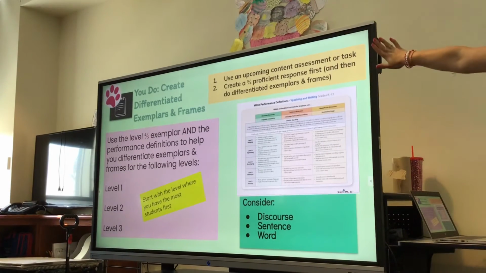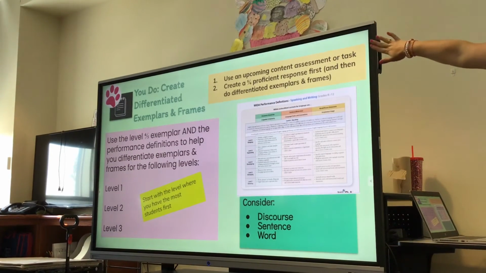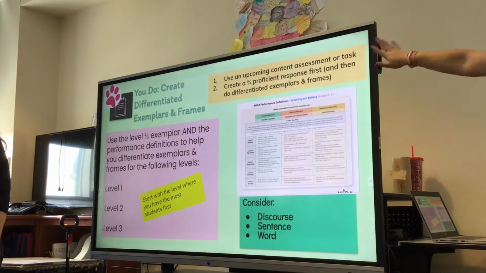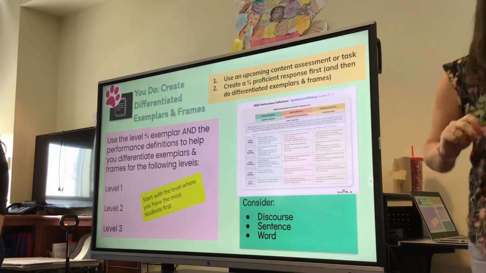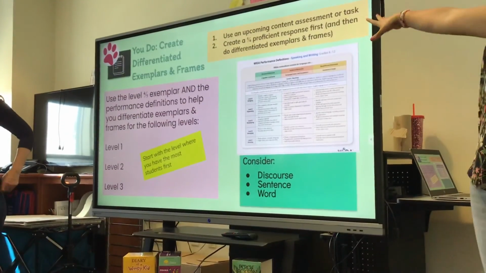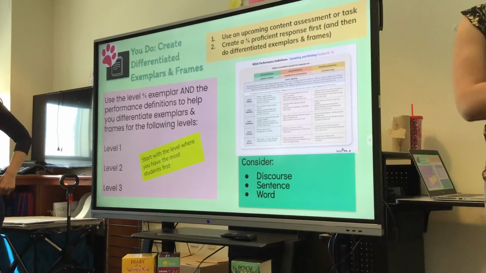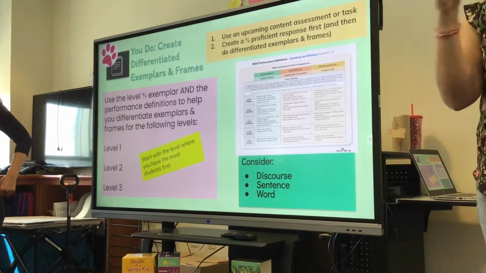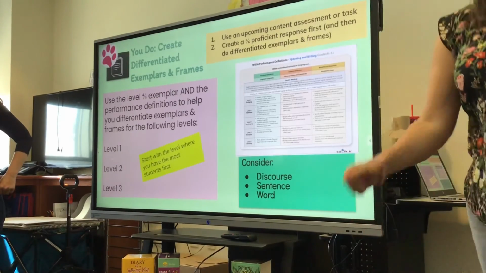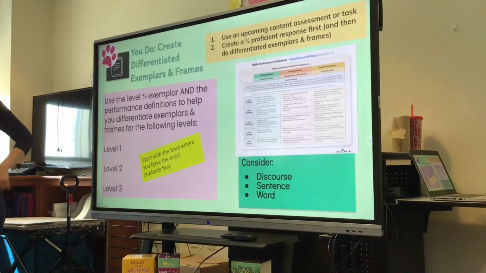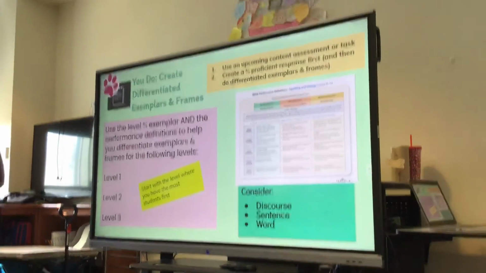So yes, here's your task. You're using an upcoming content assessment or task. Hopefully you had a second to think about that in your super busy weeks, but if you didn't, it's a great time to find a little Bridges assessment, a science assessment, something, and then create a proficient response first, and then differentiate your other exemplars with sentence frames, making sure to pull out those ones using your WIDA performance definitions. Yes? Sound great? Amazing! Work time. All right, go for it.